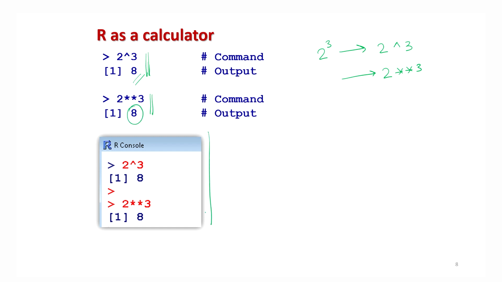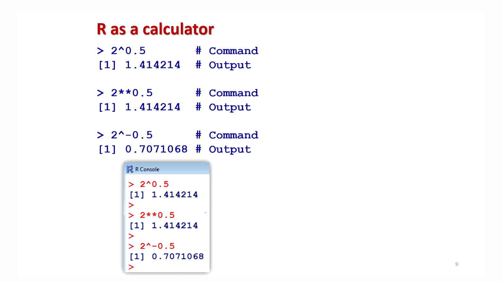And this is the screenshot which you can see over here. Now similarly, if you want to know the value of, say, square root of 2, then in mathematics we know that this can be written as 2 to the power of 0.5. So this power is now 0.5, and this can be written as 2 hat 0.5 or 2 double star 0.5. So this is what you can see here, right? That square root of 2 is written like this or like this.